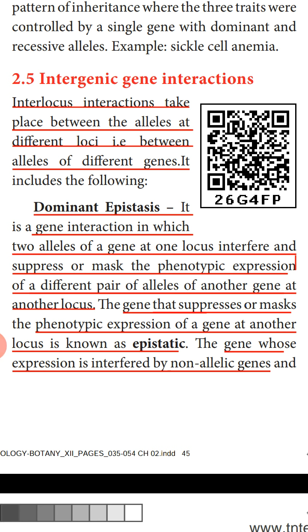In the previous class, we started studying gene interaction, which is an extension of the Mendelian work. Gene interaction is of two types: intragenic gene interaction and intergenic gene interaction. In intragenic gene interaction, the alleles of a gene present at the same locus interact and bring about a change in the phenotypic expression. Since the alleles of the same gene are interacting, it is also called allelic interaction.